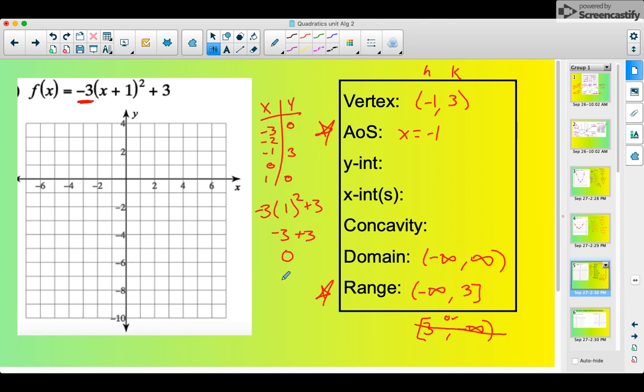I'll plug in 0 as my next, or that was me plugging in 0. That was silly of me, because that's why we should always write out all our steps. Because otherwise you'll make mistakes like I do. Now for 1: negative 3 times 1 plus 1 squared, plus 3. 1 plus 1 is 2, squared is 4. So I get negative 12 plus 3, which is negative 9.